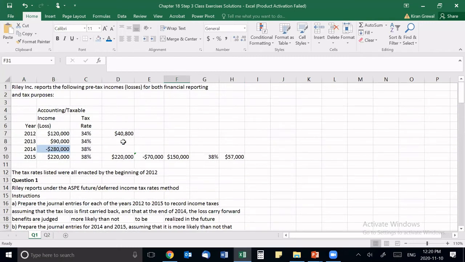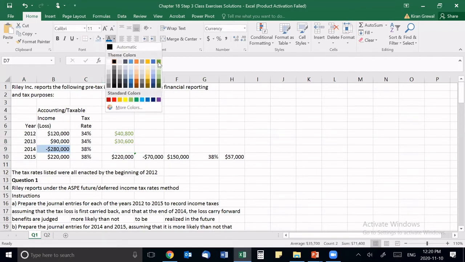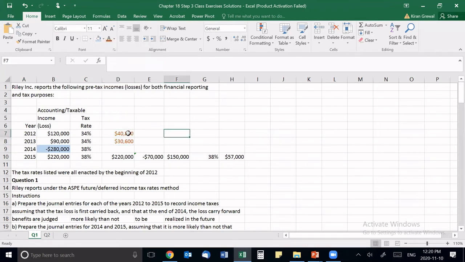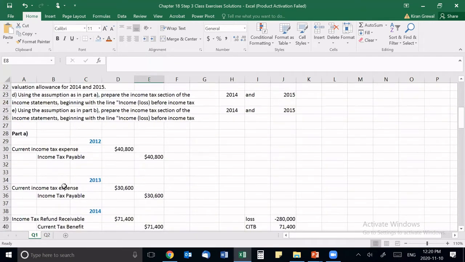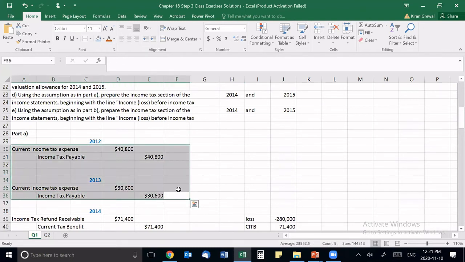We had income, 34%. So 90,000 times 34% gives us 30,600. I'm just going to make this a different color so you can see which is the question, which is not. Okay, so same thing in 2013. We're going to have current tax expense, debit, income tax payable, credit, 30,600. Okay, so again, these 2 journal entries are from step number 1.